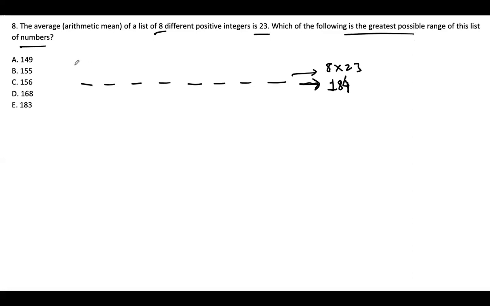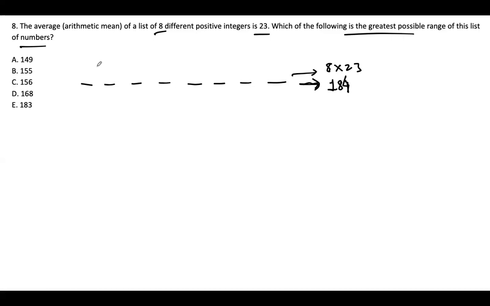Nikhil, can you go for this question? Yes, sir. The average arithmetic mean of a list of 8 different positive integers is 23. So what will be the sum? 8 into 23. 23 into 4 is 92. So 23 into 8 would be 184. Which of the following is the greatest possible range of this list of numbers?